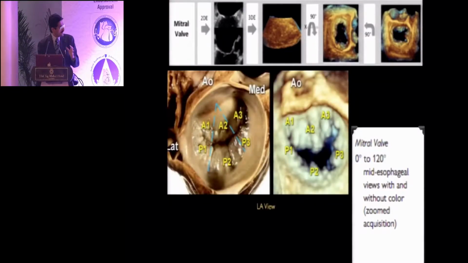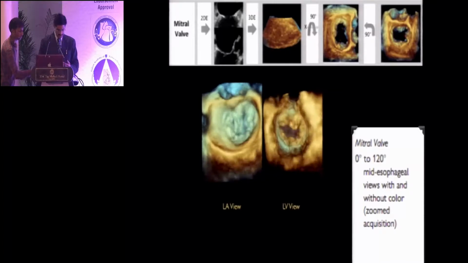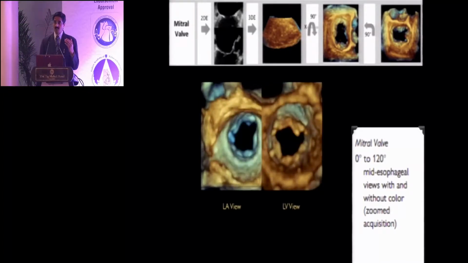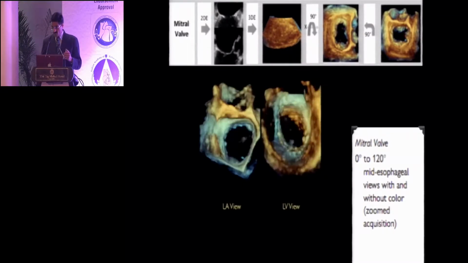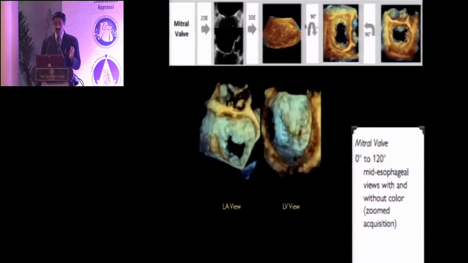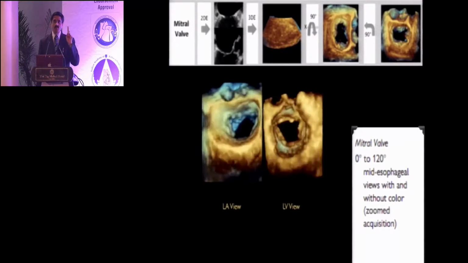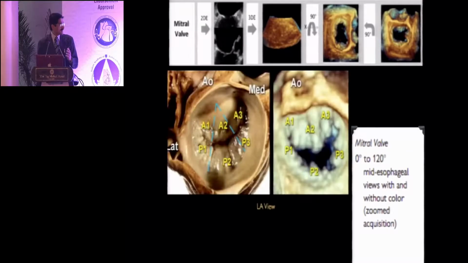And the sweet and beautiful part of three-dimensional imaging is that we can see both things from the LA as well as from the left ventricle. So all the segmentation is very important to discuss with the surgeons, whether they have to tackle the segments or not. They have to be explained correctly whether A1 is involved, A3 is involved, or which commissure is involved. For that segmentation, this is the best way of dealing with it.